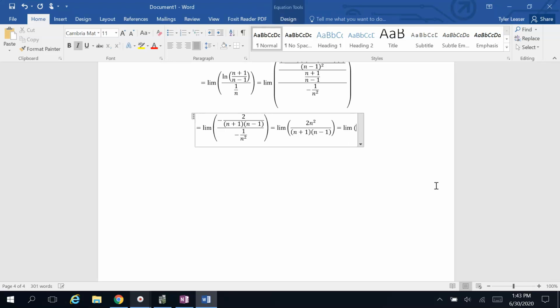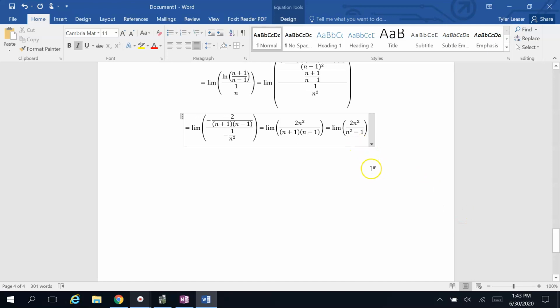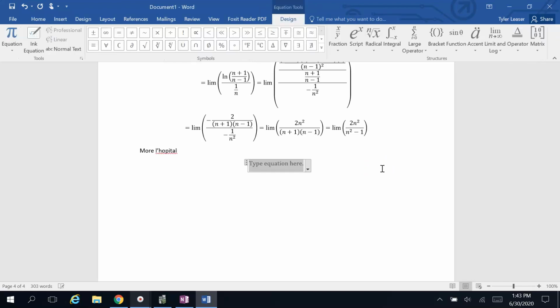So let's rewrite this as the 2n squared as is, but let's multiply out that denominator. It multiplies out to be n squared minus 1. We're going to have to do more L'Hopital's rule. So we're going to take the derivative of the top, which is going to be 4n, divided by the derivative of the bottom, which is 2n. Maybe here you can say that the n's cancel out, and it's just the constant 4 divided by 2, which is 2, which means that it approaches the number 2.